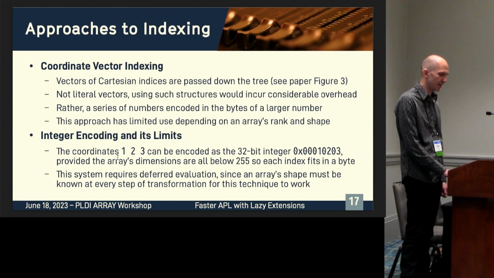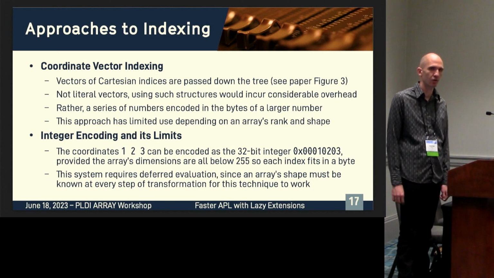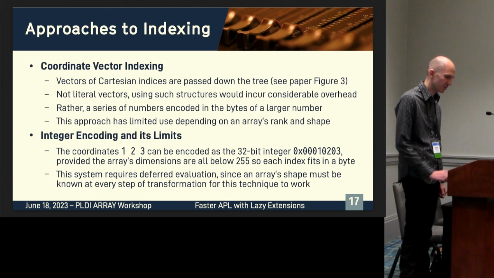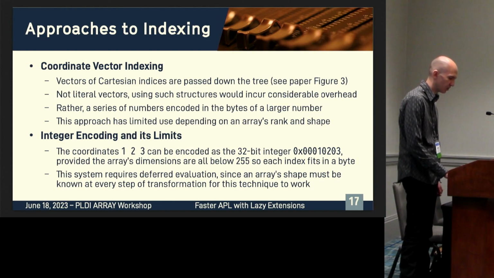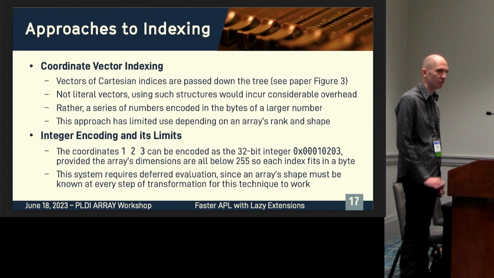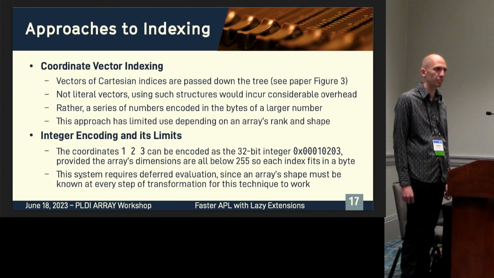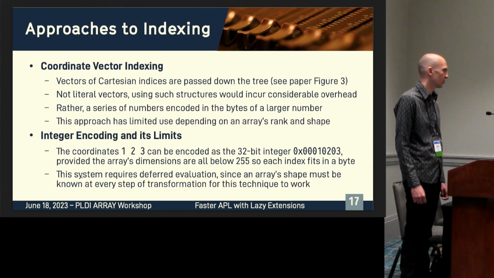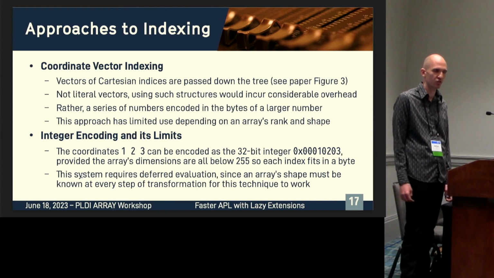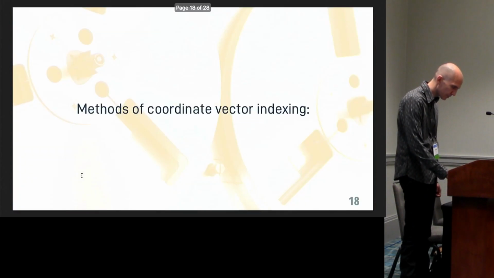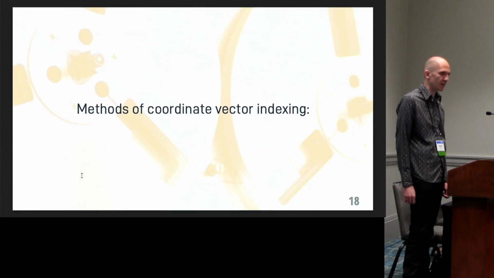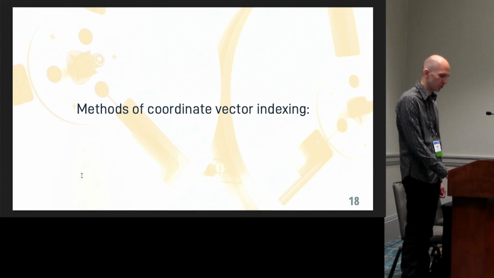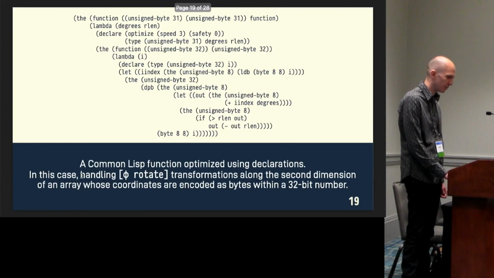This is provided, however, that the array's dimensions are all below 256, so that each index fits in a byte. And a system like this requires deferred evaluation because you have to know the maximum width of your indices across each transformation that occurs, not just at the end. And then how do you actually do this coordinate vector processing? Here's a couple of options.